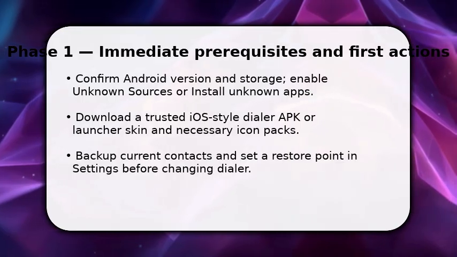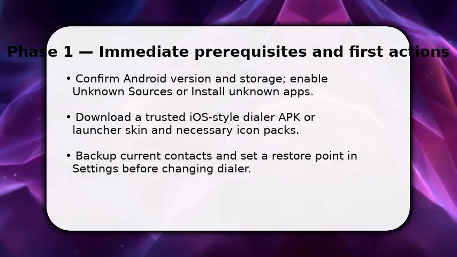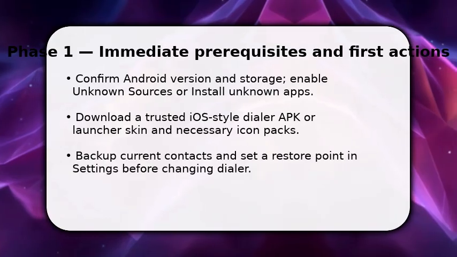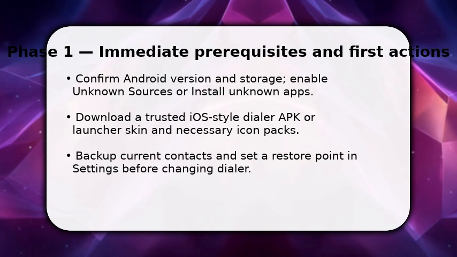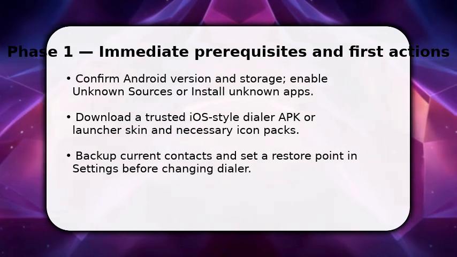You should back up contacts and create a system restore point. Doing so prevents data loss if the new dialer misbehaves. Once done, locate the APK and files and tap Install to begin the process.